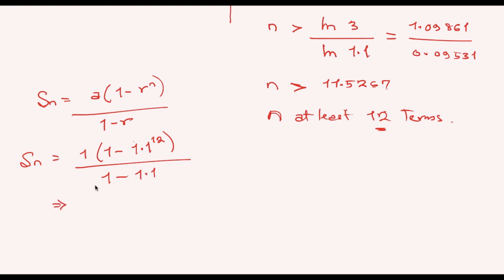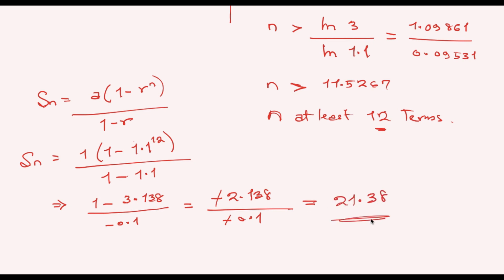So now we have this to be, if we multiply through by 1, that doesn't make any difference. So we have 1 minus 1.1 raised to power 12 is equal to 3.138. And we have that 1 minus 1.1 is equal to minus 0.1. So 1 minus 3.138 is minus 2.138 divided by minus 0.1. So obviously the minus cancels out the minus here. And if you evaluate 2.138 divided by 0.1, you're going to have 21.38.